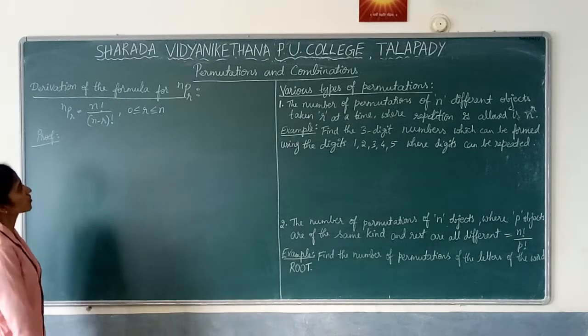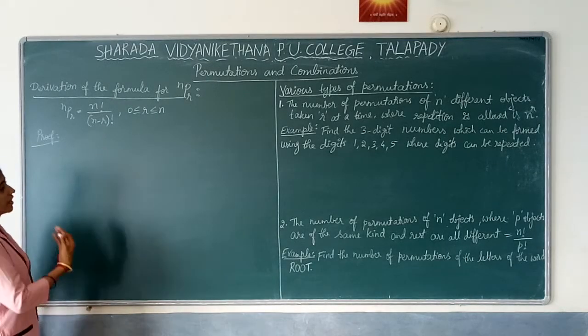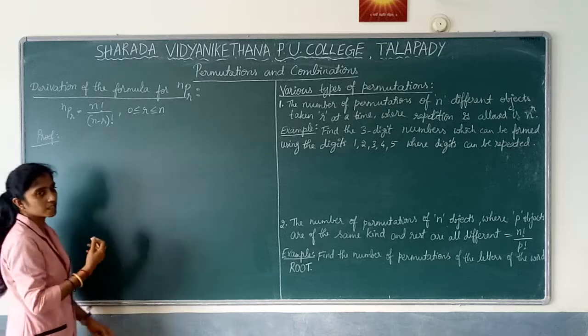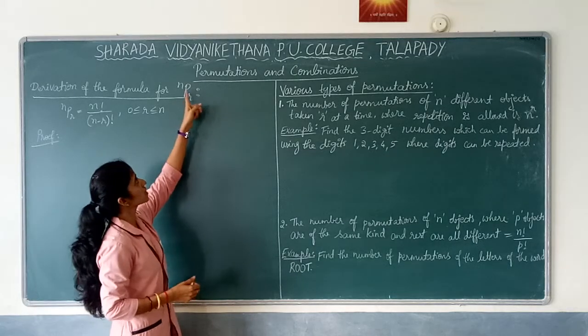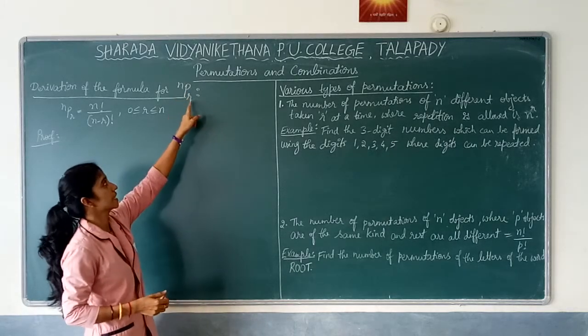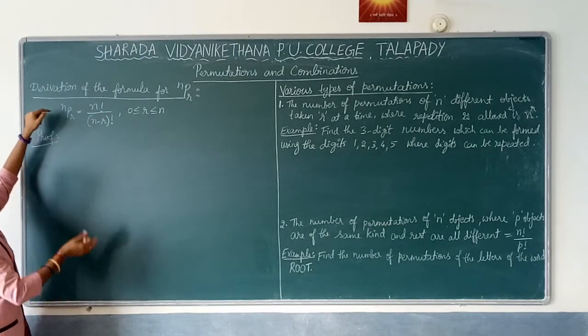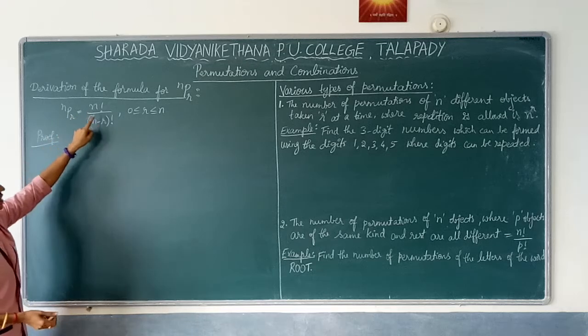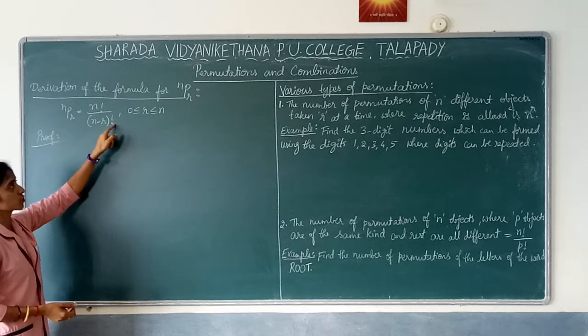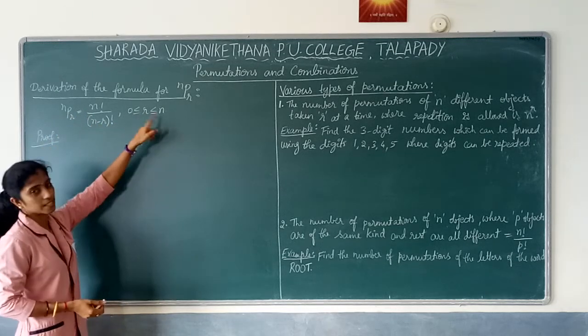Let's go for the derivation for the formula nPr. I have told you nPr is the number of permutations of n objects taken r at a time, right? So here we are going for the derivation. Already I have given this: nPr is equal to n factorial divided by (n minus r) factorial, where r has this condition.